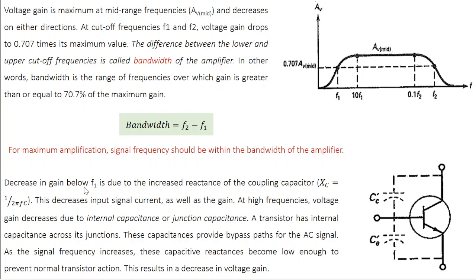So the decrease in gain below F1 is due to the increased reactance of the coupling capacitor, because we know that the resistance of a capacitor is known as reactance, which is frequency dependent. So the reactance is given by Xc equal to 1 by 2 pi Fc. Right? This is frequency dependent.